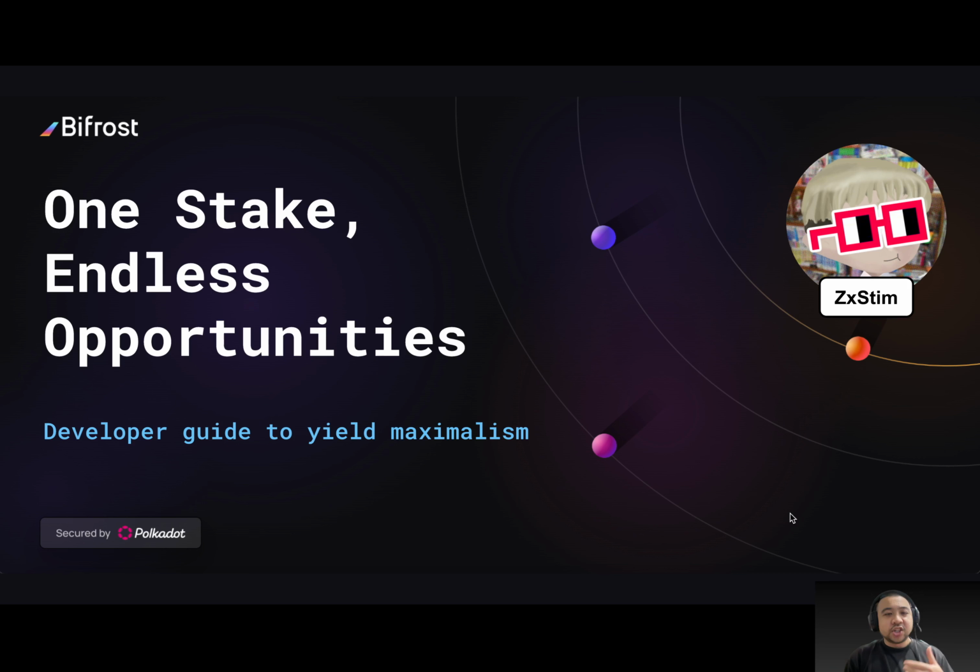Today we will be talking about what Bifrost is, what we do, and how LSTs shape the native staking landscape at the moment. Things you can do with LST, and all the cool stuff, right?